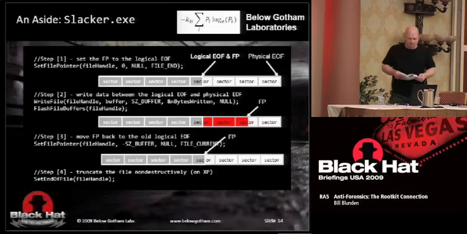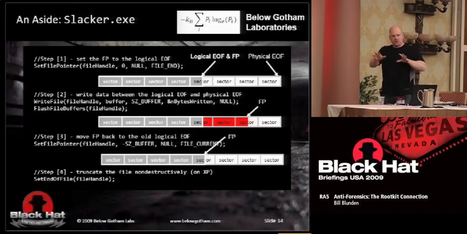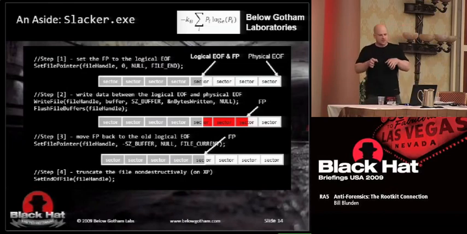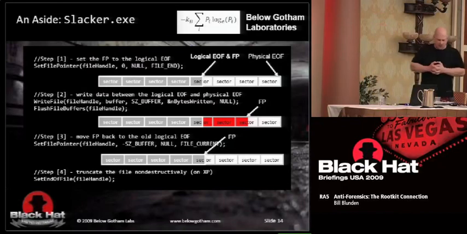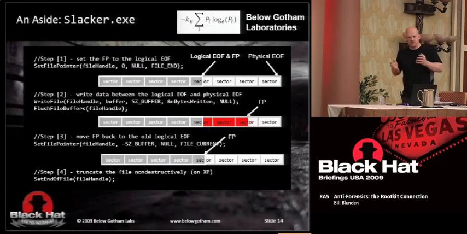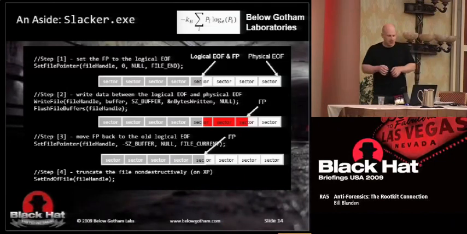And then when you're done, you reset the file pointer to the logical end of the file, and you do so non-destructively. The key to this technique is the set end of file call, the last one, because it allows you to set the file pointer back to the logical end of file without destroying anything. This is a technically sweet approach because, like I said, you're using high-level APIs. You're just using the Win32 API to do all this.